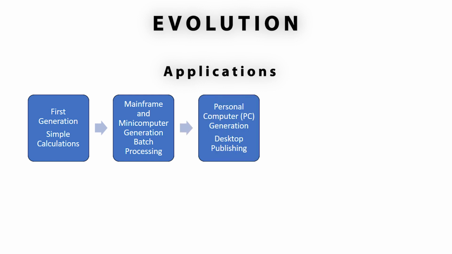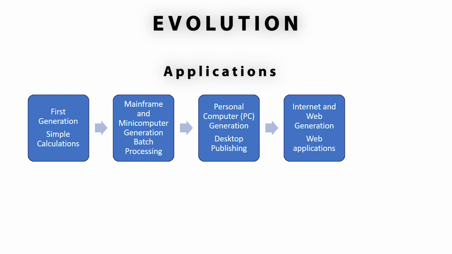Personal computer, the PC generation saw the rise of the computers, the birth of popular operating systems like MS-DOS and later Windows. Applications included word processing, spreadsheets, early desktop publishing, and computer gaming. Next, the internet and the web generation focused on the development of the World Wide Web and widespread adoption of online services, e-commerce, email, and web-based applications.